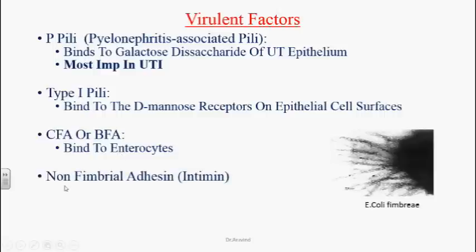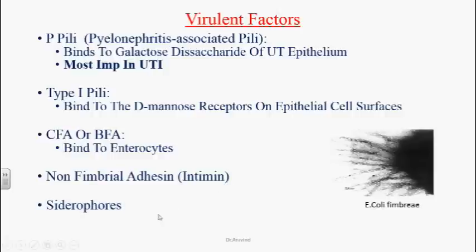We can also see another variety of non-fimbrial molecules or adhesins on the surface of E. coli, especially after attachment, that is intimin. These intimin molecules are secreted after attachment, especially in strains of enteropathogenic E. coli and enterohemorrhagic E. coli. Intimin plays a major role in causing attaching and effacing lesions that lead to diarrhea in enteropathogenic and enterohemorrhagic E. coli strains.